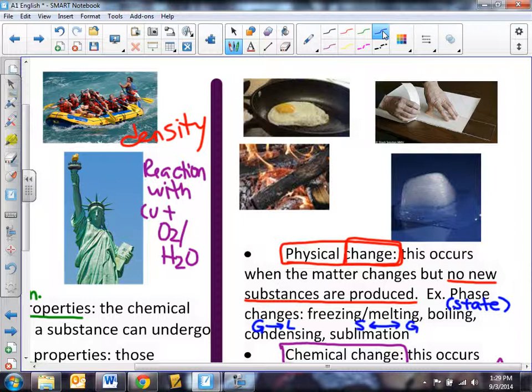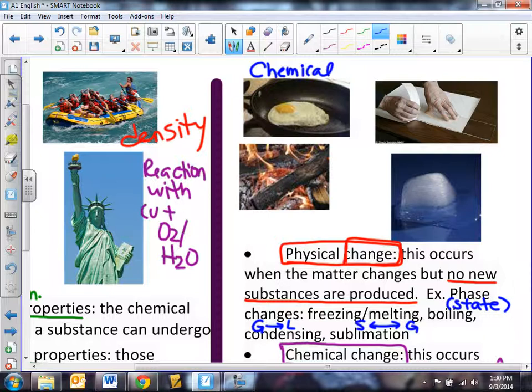First of all, let's do a show of hands. Who thinks that this is a physical change? And who thinks that this is a chemical change? Oh, and a few people haven't decided what they think. That's fine. I will tell you right away, this is chemical. And there are a few pieces of evidence that I have to prove to me that it is.